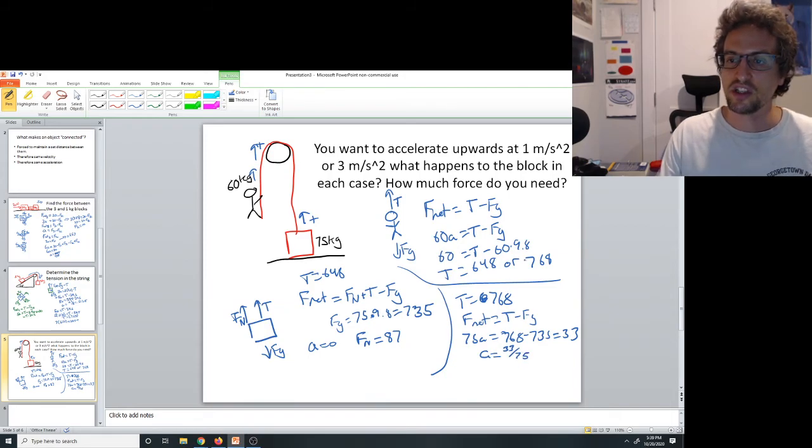Notice that the acceleration is different, right? This was the case where the acceleration for the person was 3 meters per second squared. The acceleration for the block is 33/75 meters per second squared. So I guess it's just over 0.5.